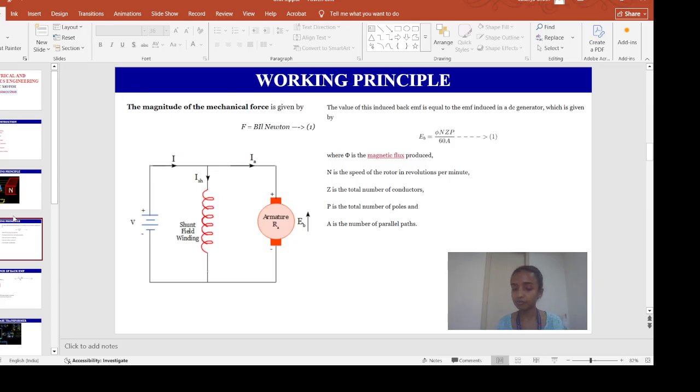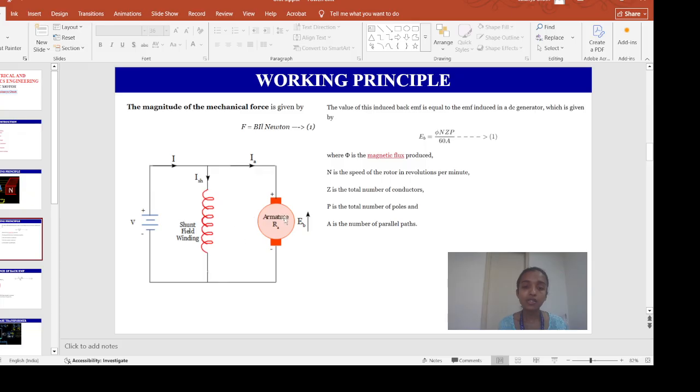Now what is happening? You have a supply here. From this supply, the electric current flows and comes to this brush, and then to the armature. This brush and the commutator are basically supplying the electric current to the armature conductor.